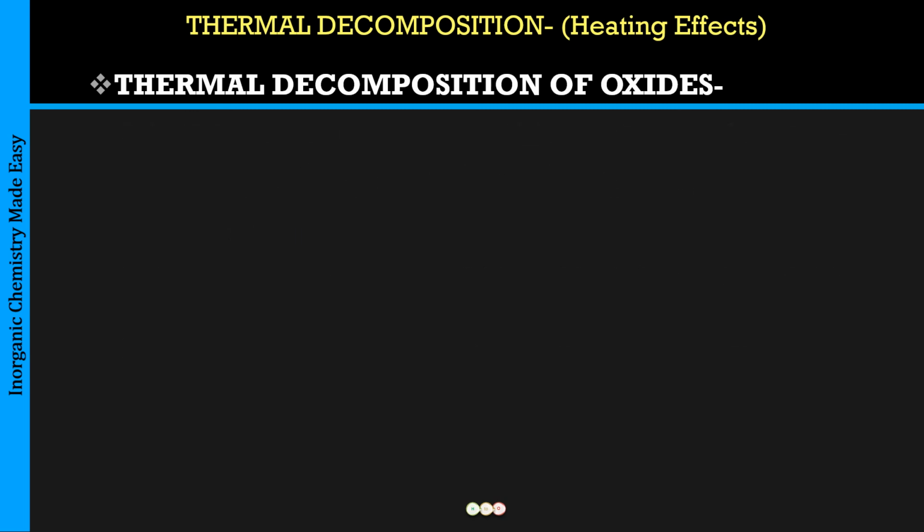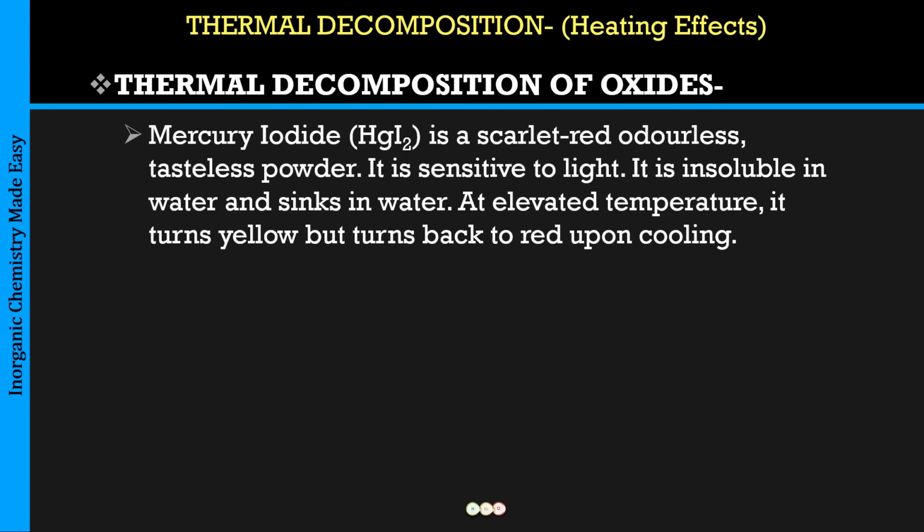Now another important thing, which is not related to an oxide but is related to mercury, and I just wanted you to remember this because now it is going to be easy for you to remember. Here we talk about mercuric iodide, HgI2. This is a scarlet red colored, odorless, tasteless powder. It is sensitive to light. It is insoluble in water and it sinks in water.